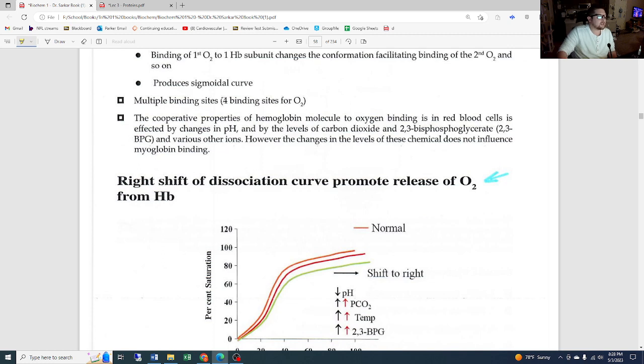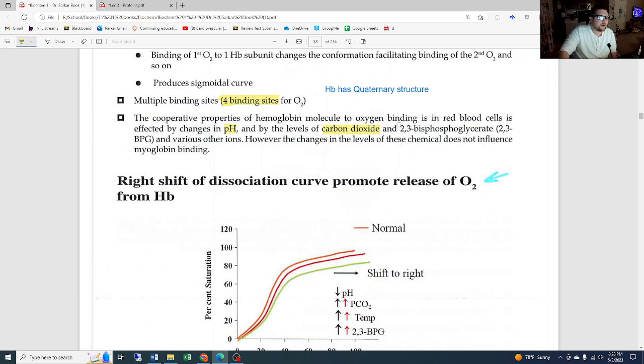Remember, those four binding sites are from four different peptide chains that are all together, meaning that hemoglobin has quaternary structure, whereas myoglobin has tertiary only. The cooperative properties of the hemoglobin molecule for oxygen binding in red blood cells are affected by changes in pH and by levels of carbon dioxide. Remember, we talked about how carbon dioxide affects the pH levels.